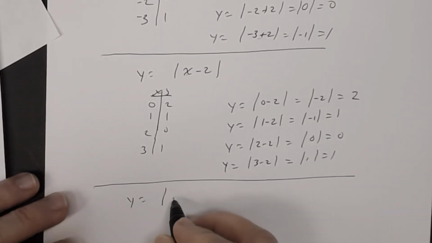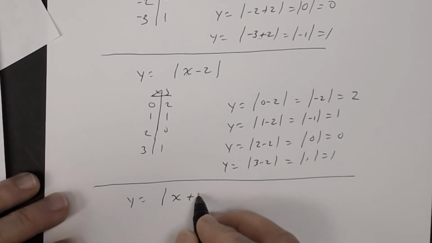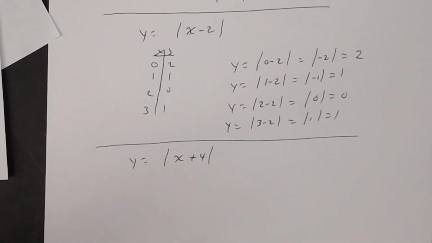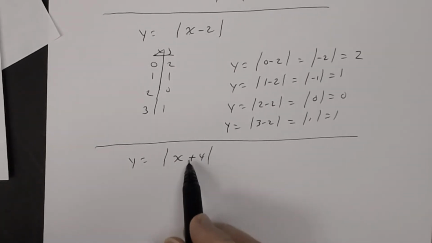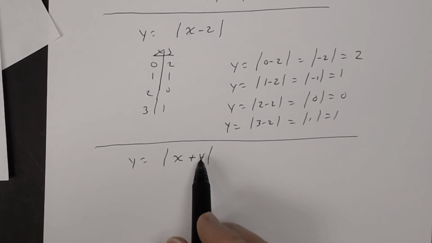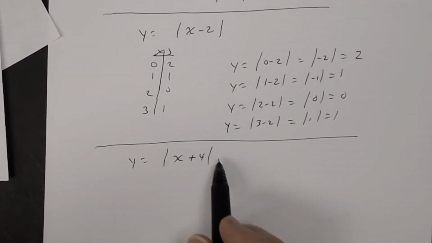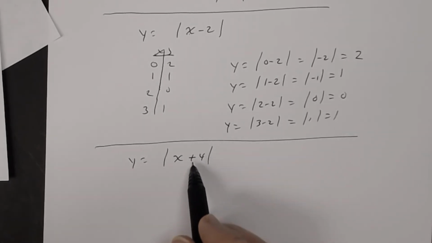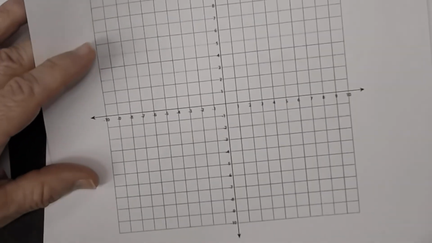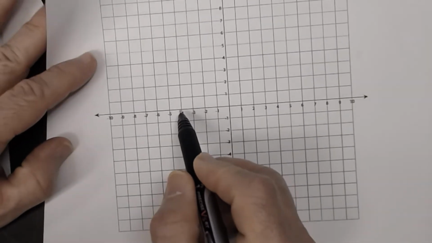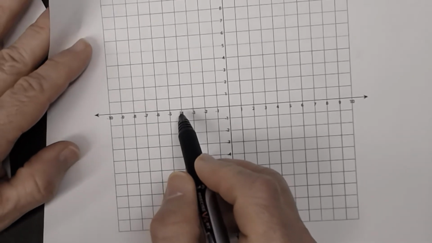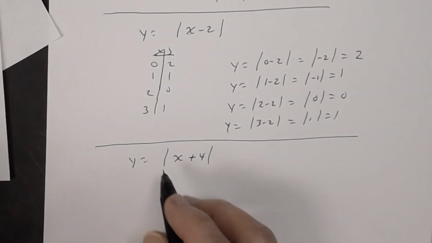y equals the absolute value of x plus 4. Okay, so notice, take the opposite, negative 4. So remember that's absolute value, so the shape is a V, and think negative 4, the opposite. So you're thinking that the vertex is going to be at negative 4, right? Okay, let's look at it.